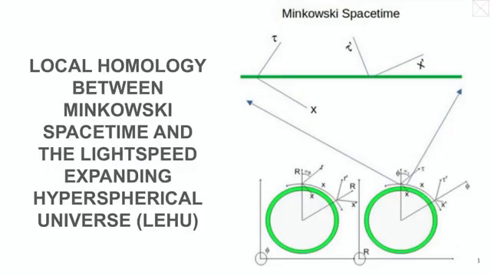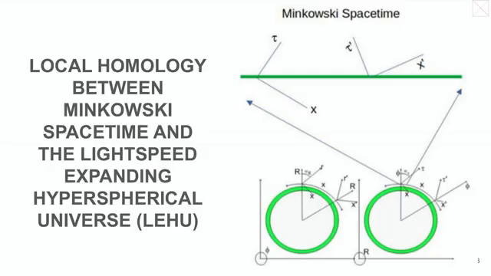Local homology of L. The local homology between the light-speed expanding hyperspherical universe, or hypersurface, L, and Minkowski spacetime becomes evident when considering small distances. The curvature of L appears linear, matching the flatness of Minkowski spacetime locally. Notice that the Who model brings Lorentz transformation to both the 4D spatial manifold and the 4D spacetime.